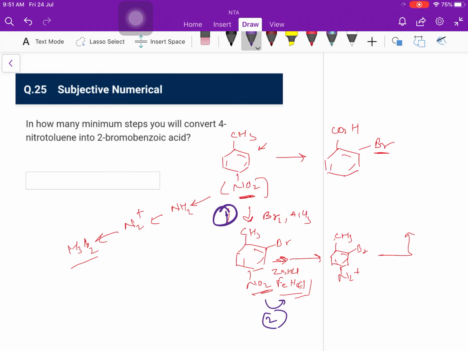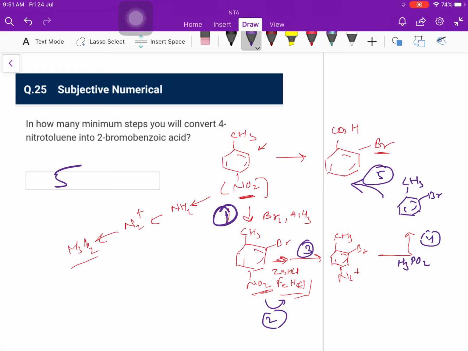Then the NH2 group is converted to N2 plus. Then N2 plus is treated with H3PO2, so this gets converted to the compound with CH3 and Br. This is step number 4. And then this CH3 is reacted with KMnO4, so that the alkyl group gets oxidized to CO2H. This is step number 5. So in 5 minimum steps we can convert it to the required product.